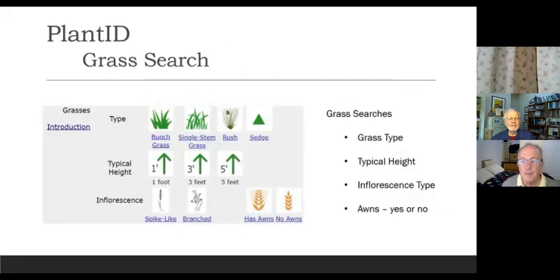PlantID uses these obvious characteristics that we've just talked about to help you define the grass search. So the words that I've introduced are the only words you need in order to do PlantID grass searches. You search on grass type, on the typical height, the inflorescence type, either spikelet or branched, and whether or not it has awns.